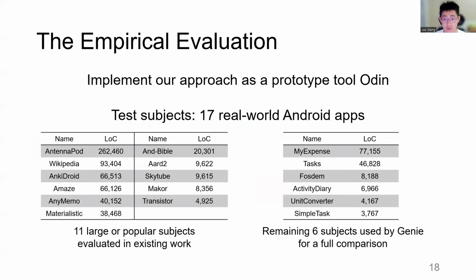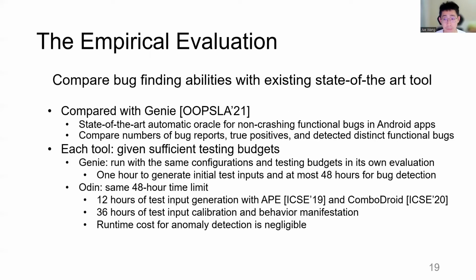We implemented our approach as a prototype tool, Odin, and used 17 real-world Android apps to evaluate its effectiveness. 11 of these apps are large or popular subjects evaluated in existing work. Furthermore, to conduct a full comparison with the state-of-the-art automatic oracle Genie, we select the remaining 6 subjects that haven't been selected. We compare the bug-finding abilities with Genie on the numbers of bug reports, true positives, and detected distinct functional bugs. For each tool, we give them sufficient testing budgets.